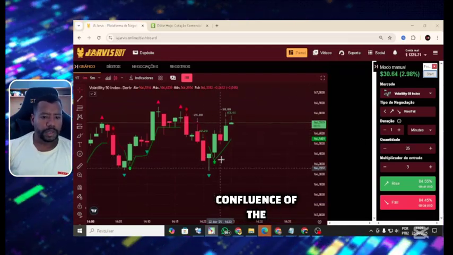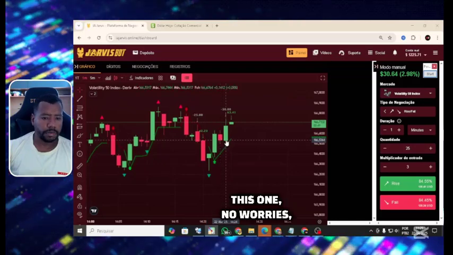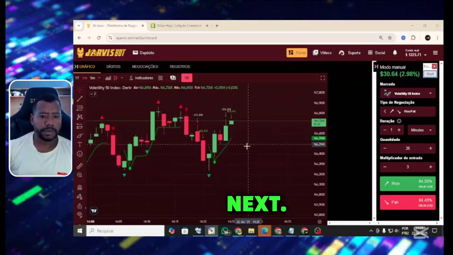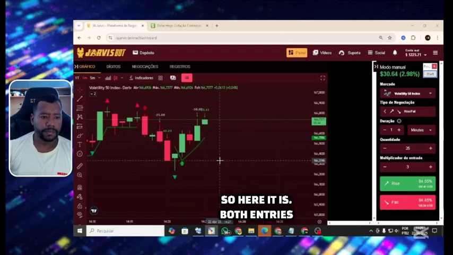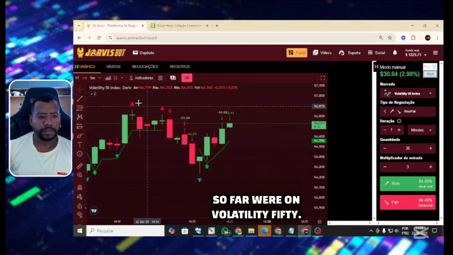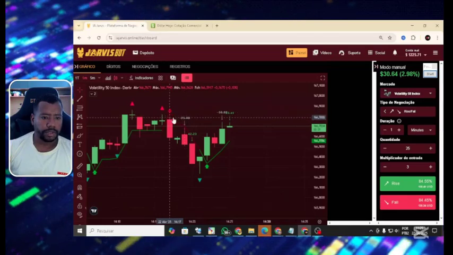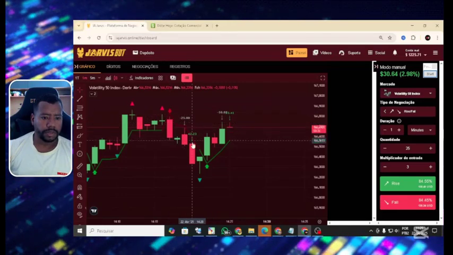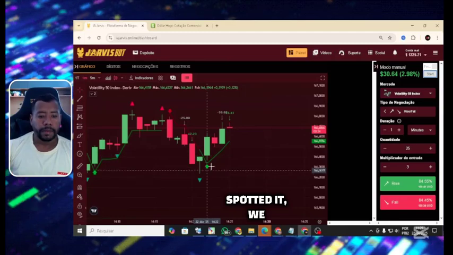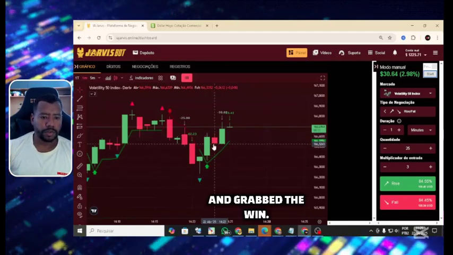Indicators here, confluence of the indicator. This one, no worries, we'll get our win on the next. Here it is. Both entries so far were on volatility 50. Loss here, indicator signaled. First was a loss, second was a hit. Here, indicator spotted it, we lost. Entered the next and grabbed the win.